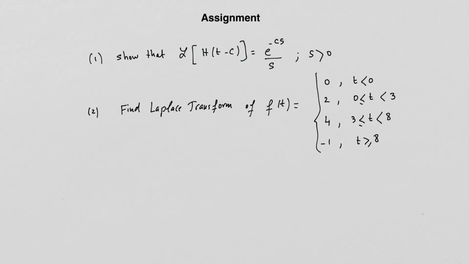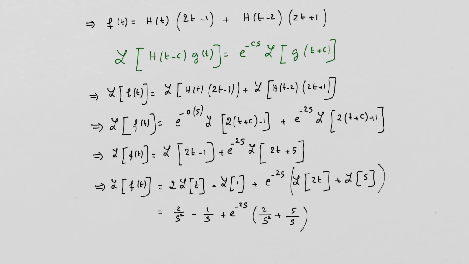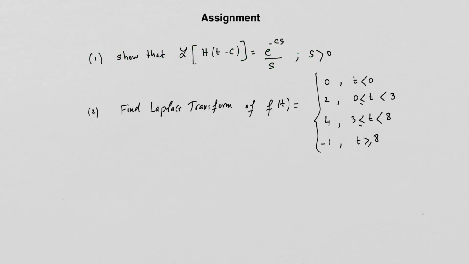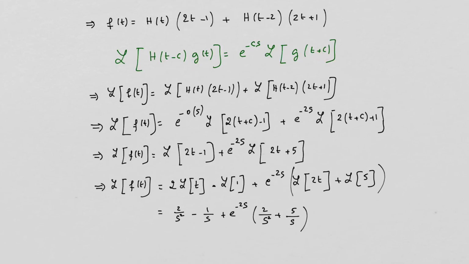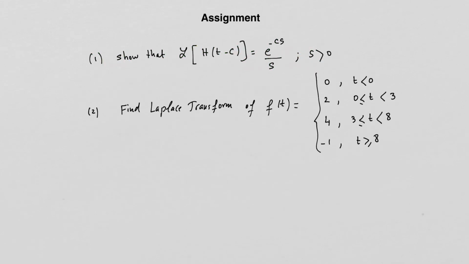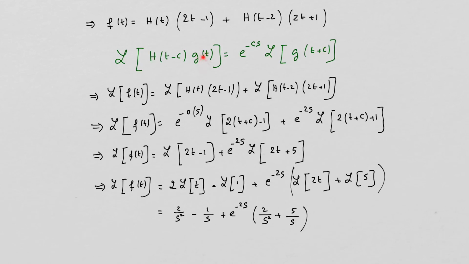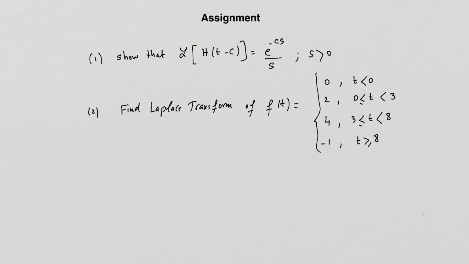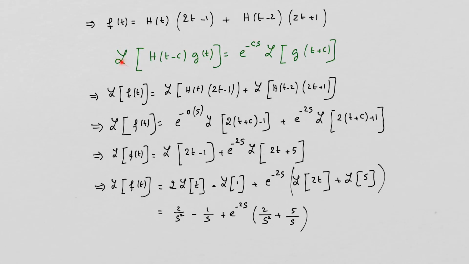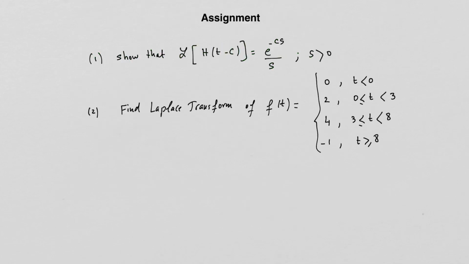Okay? So for homework, I'm going to give you a smaller, a more basic version of this. Notice there is no g of t. And I would like you to show that this is just that. In fact, if we had proven this, then you get this one for free, don't you? Because g of t is just 1. So you get Laplace of h of t minus c times 1 equals e to the negative cs Laplace of 1. And Laplace of 1 is 1 over s. And that's why this is true.